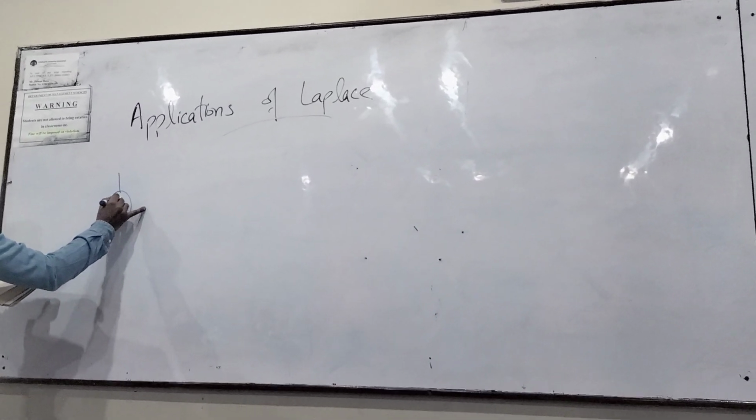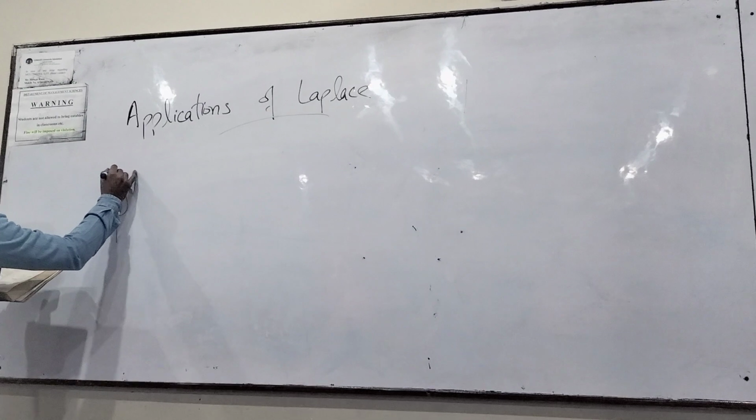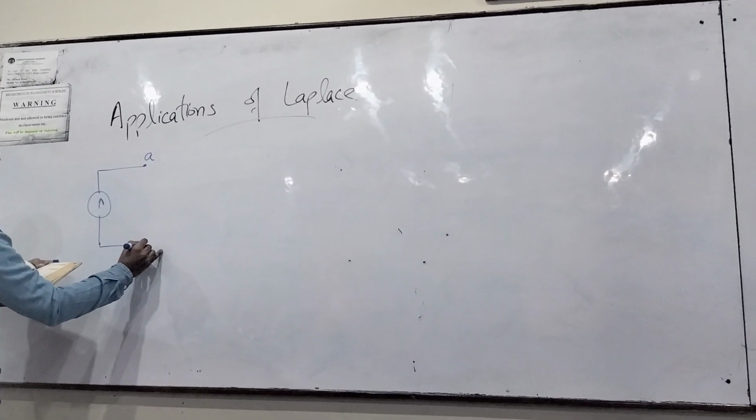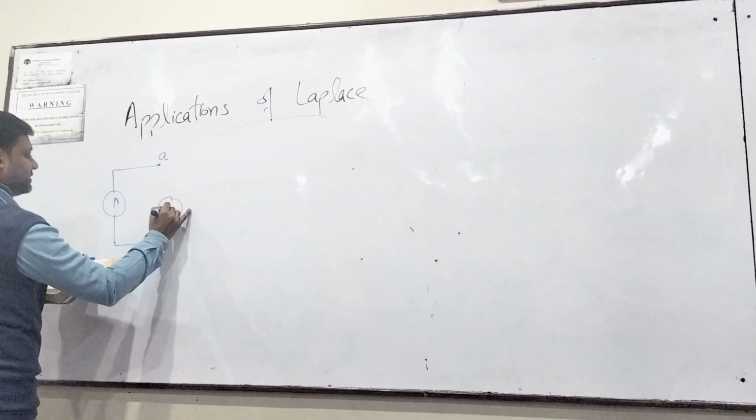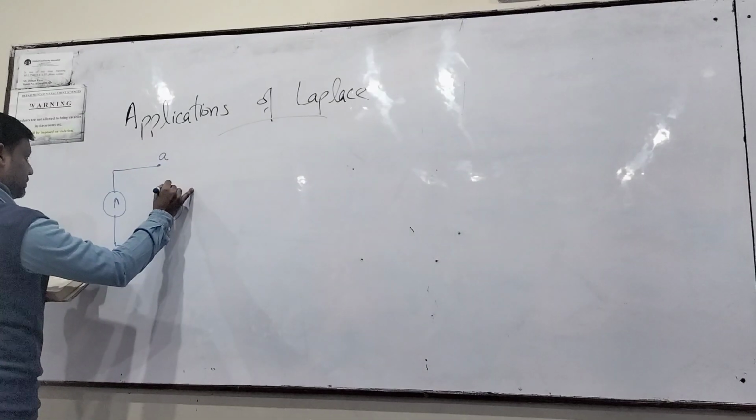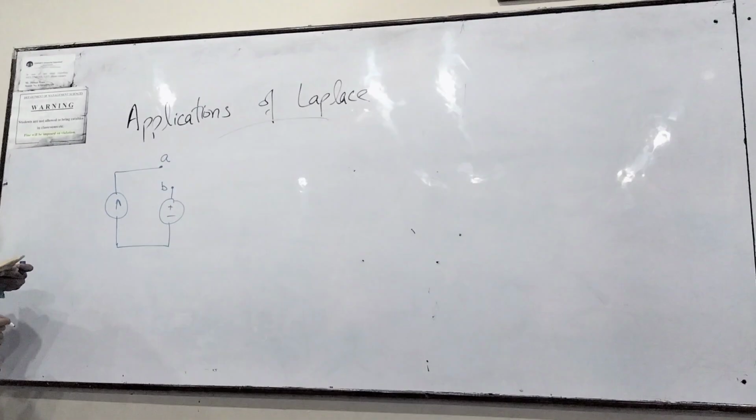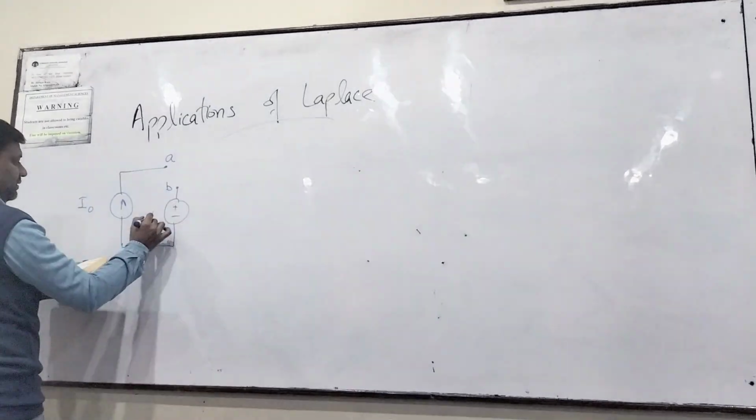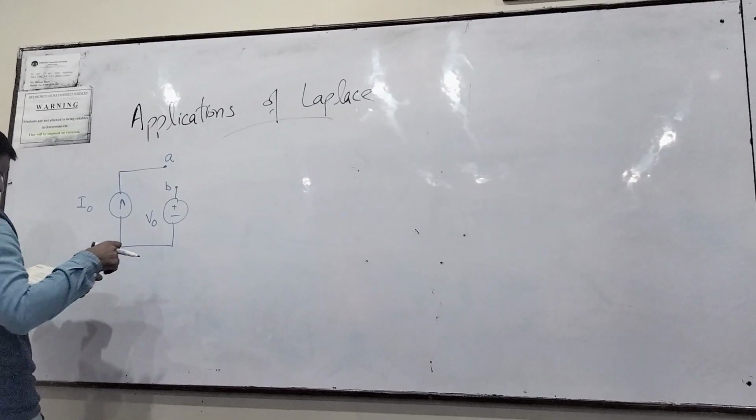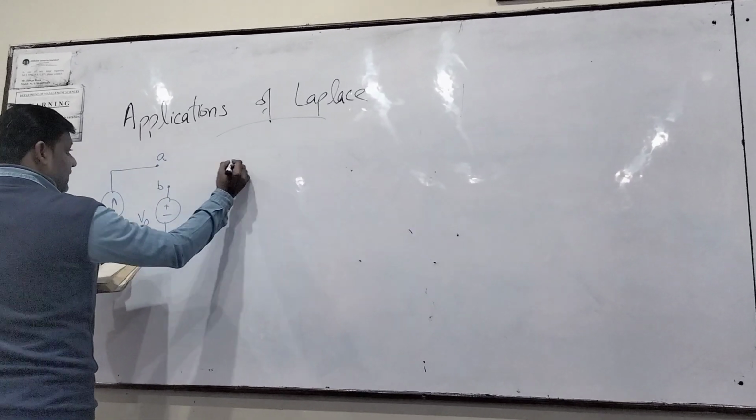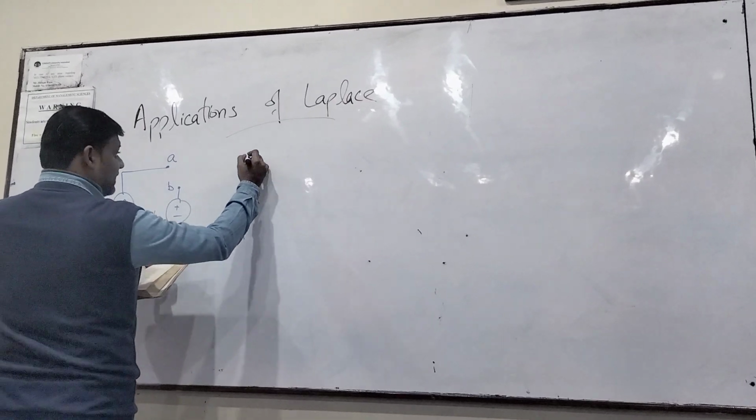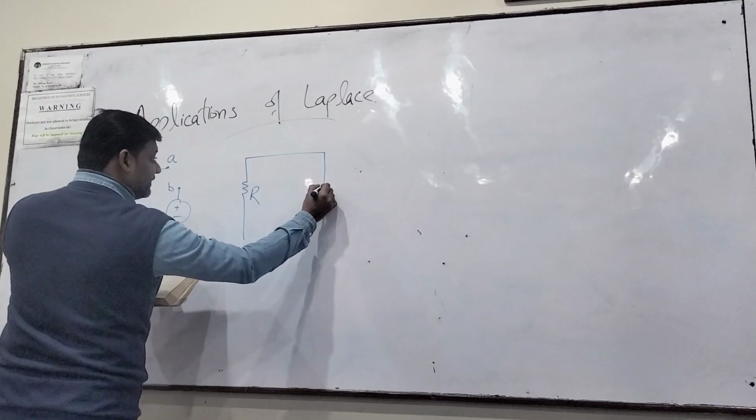Initially, there was a current source at terminal A and there was a voltage source at terminal B. I do not show any of this. And there is an RC circuit.